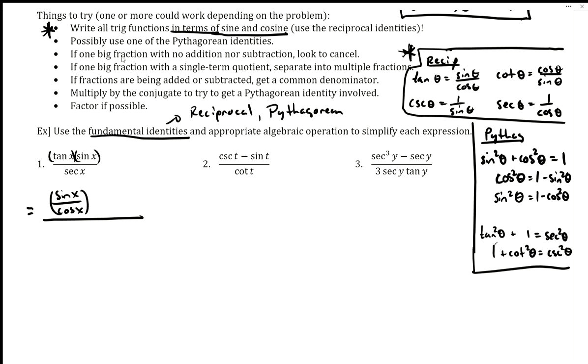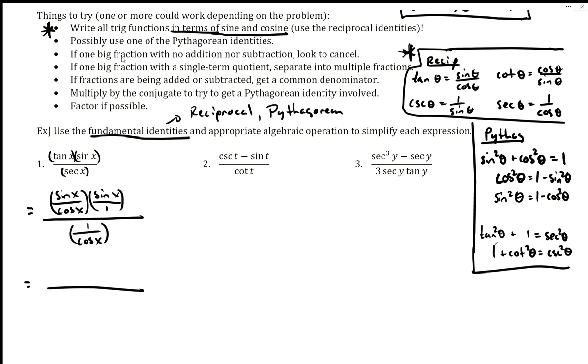This sine of x is fine, but let's use a placeholder in the denominator as 1. And then secant of x is 1 over cosine of x. Okay, so it looks something like this. So we applied the reciprocal identities. Now let's continue simplifying. So this is all multiplication.